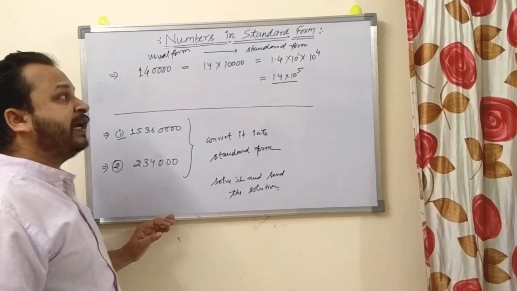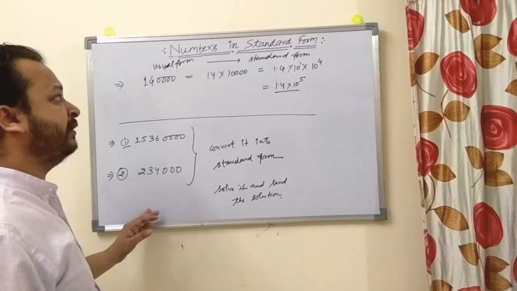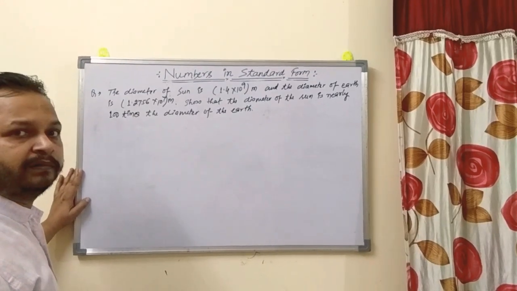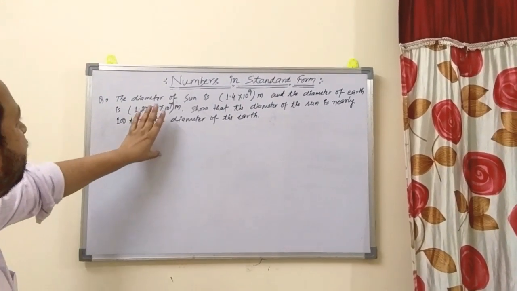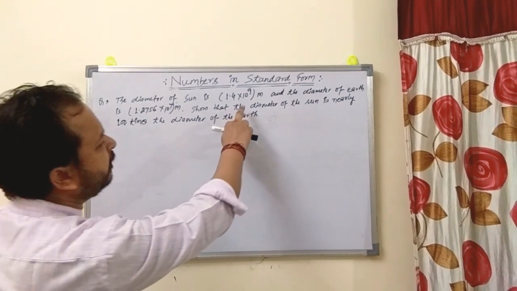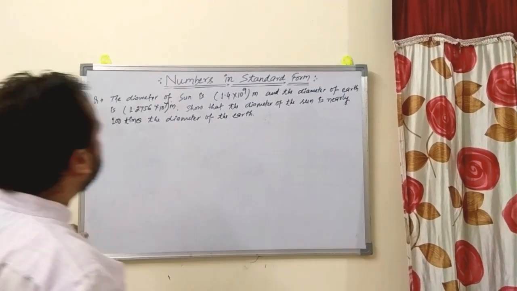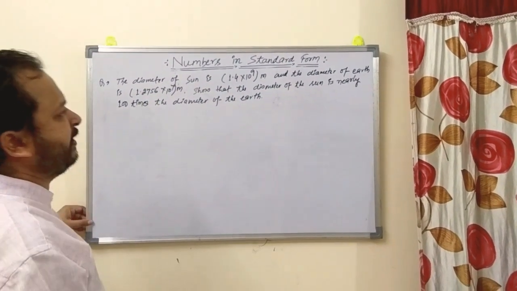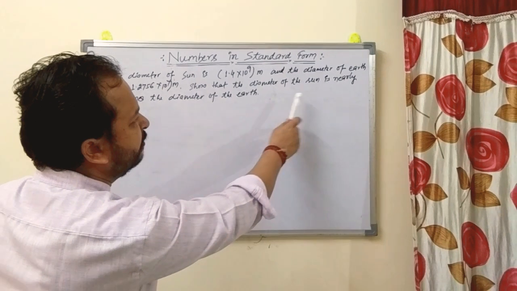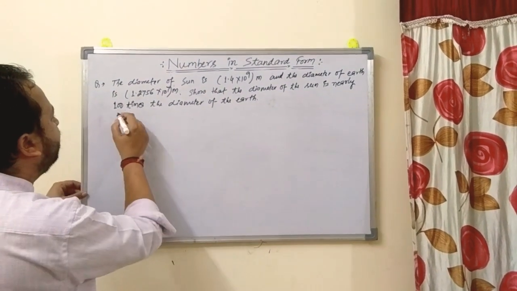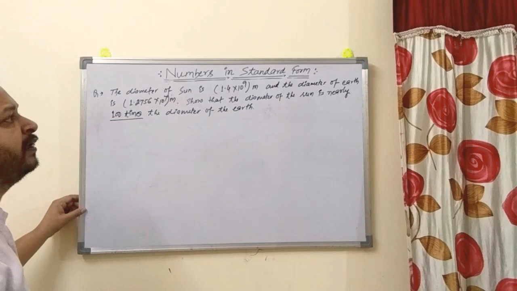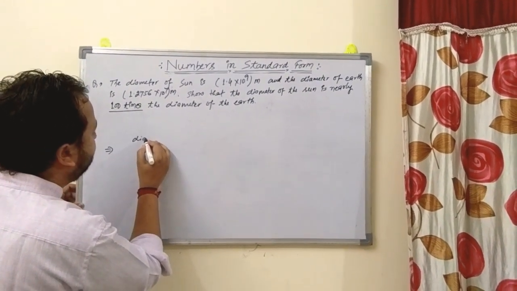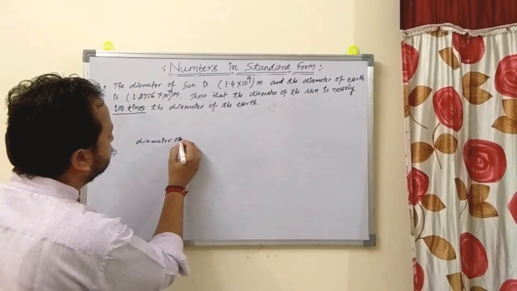Right? So let's take word problems on it. Question reads as the diameter of the sun is 1.4 into 10 to power 9 meter and the diameter of earth is 1.2756 into 10 to power 7 meter. You have to show that the diameter of the sun is nearly 100 times the diameter of the earth, right? We have to compare it.